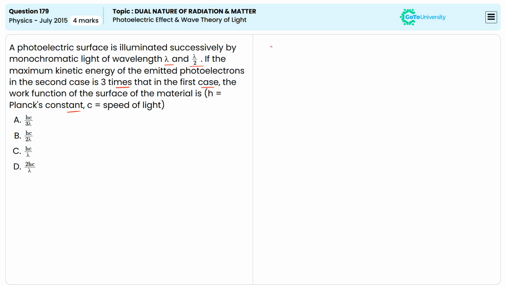Okay. Now, according to the Einstein photoelectric equation, the maximum kinetic energy of the emitted photoelectrons in the first case, that is, we can write it as K max 1, is equal to hc by lambda minus phi naught, where phi naught denotes the work function of the material surface. And in the second case, K max 2, I can write as 2 times hc divided by lambda minus phi naught.